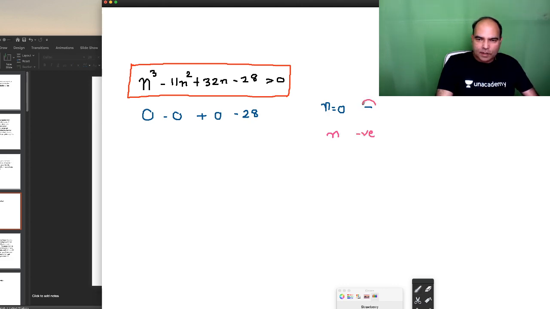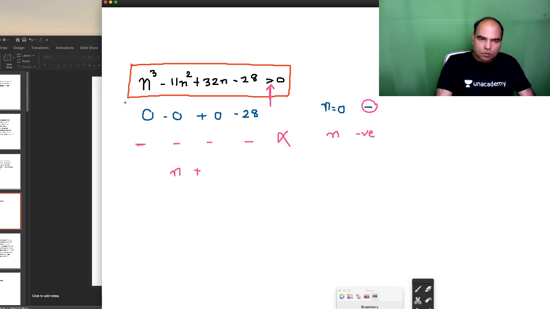0 पे तो negative दिख गया, n negative पे अगर जाओगे तो you will realize that n cube will be a negative value, minus 11n square will also be a negative value, plus 32n will also be a negative value, and minus 28 anyway is negative. तो n जब नेगेटिव जाओगे तो there is no chance for this expression to become greater than 0. It's not going to happen. So your first deduction in this question is that we have to check for n positive.